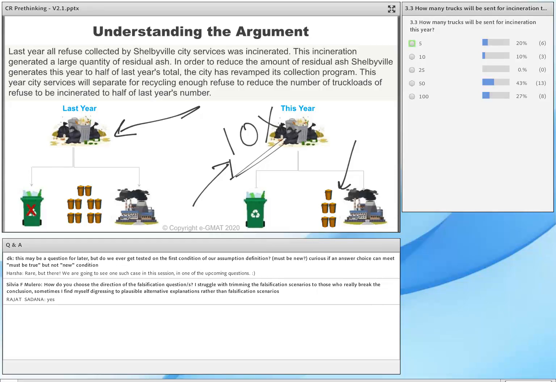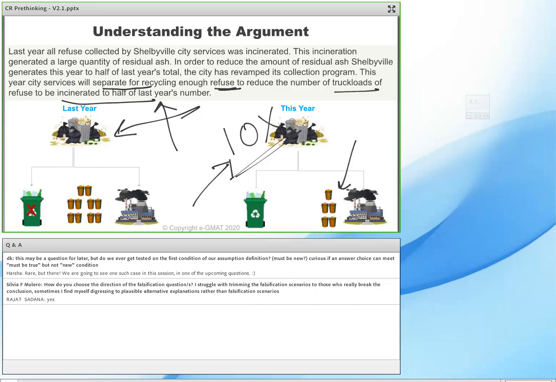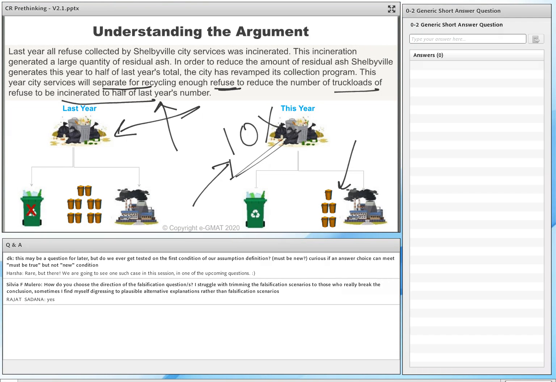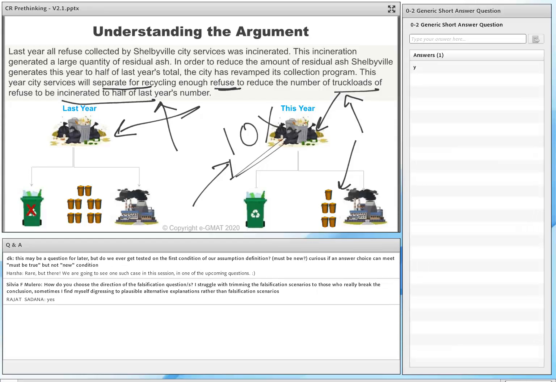Now, why is it 5? Let's look at this. This year, city services will separate for recycling enough refuse to reduce the number of truckloads to be incinerated to half of last year's number. So what the statement is saying is that regardless of how much garbage we collect, we're only going to send half as many trucks as we sent last year. Read that statement again and see, can you infer that? If I sent 10 truckloads last year, this year, regardless of how much refuse I collect, I'm only going to send half as many truckloads. So even if I collect 10 times as much refuse, you're still going to get 5 truckloads.